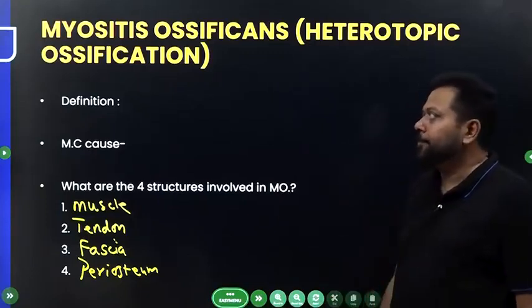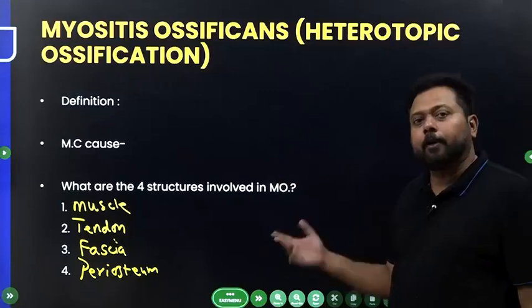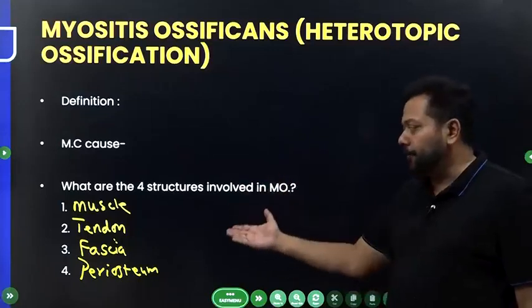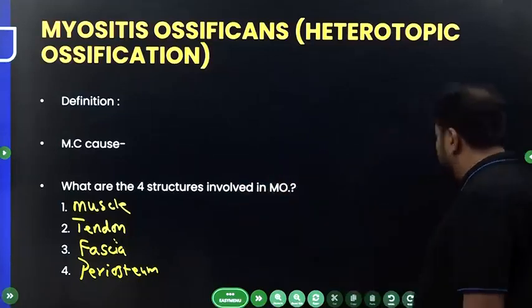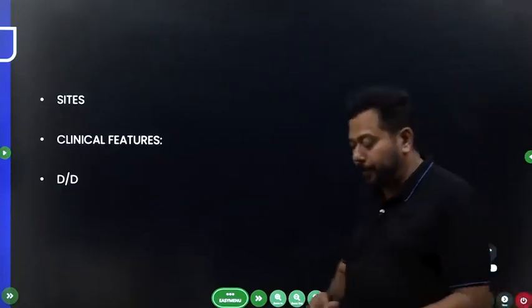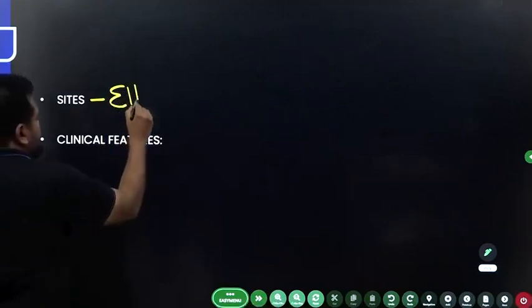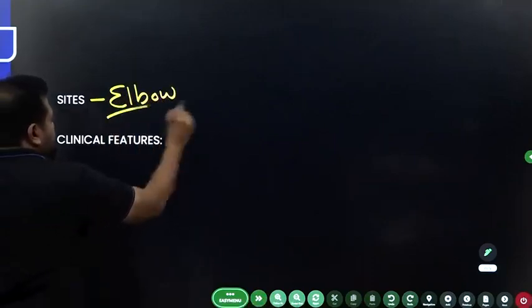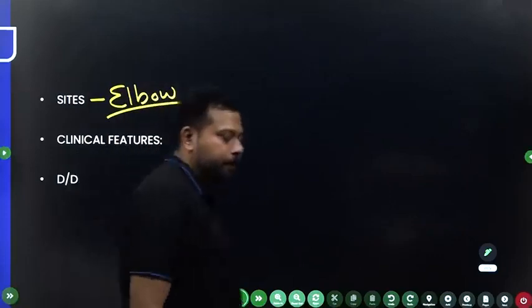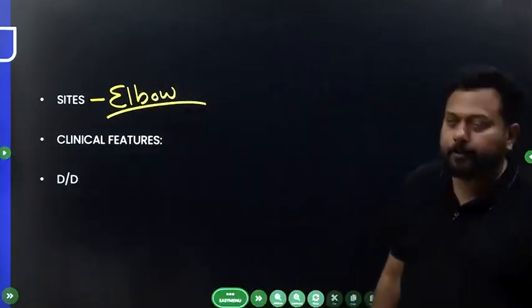Myositis ossificans: ossification happening in ectopic or unwanted sites, muscle, tendon, fascia, periosteum. The most common site of myositis ossificans is around the elbow joint. It can happen anywhere, but the most common site is the elbow joint.